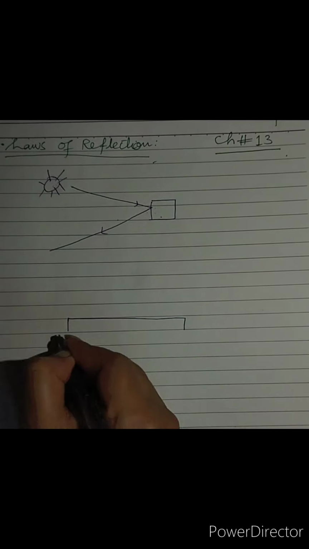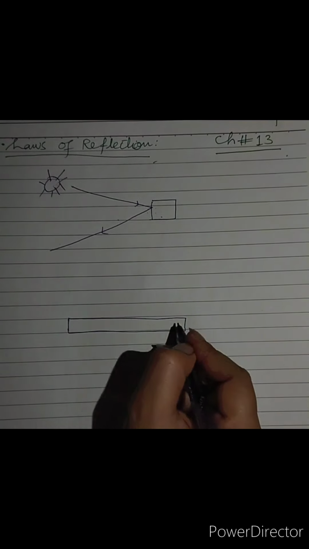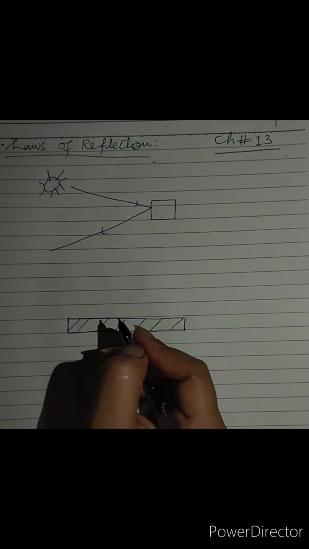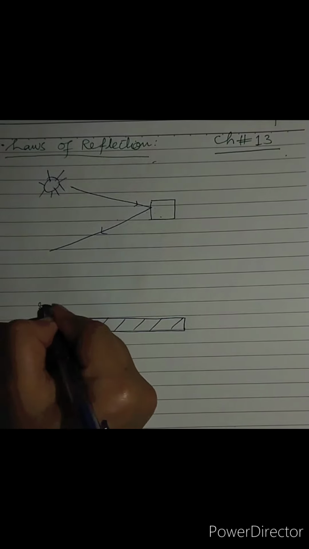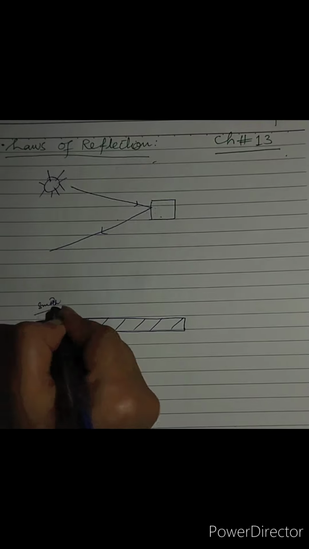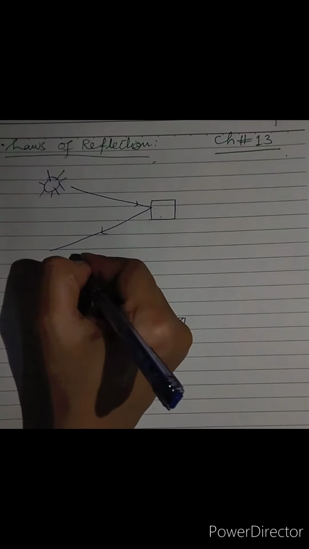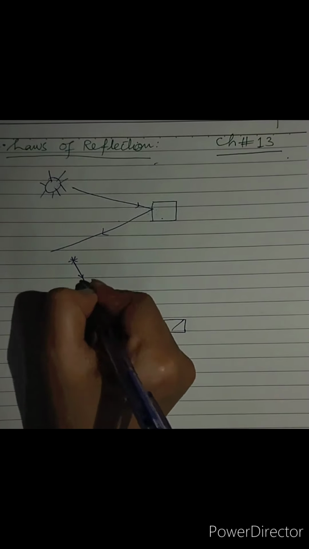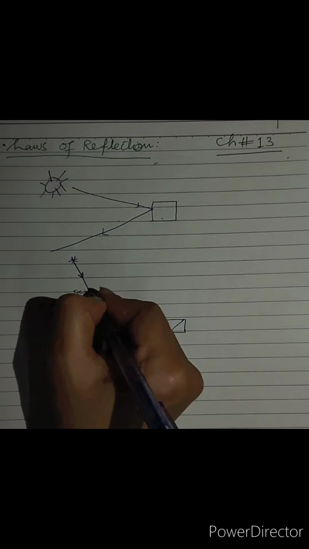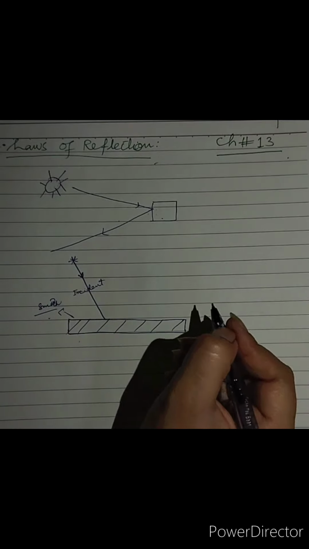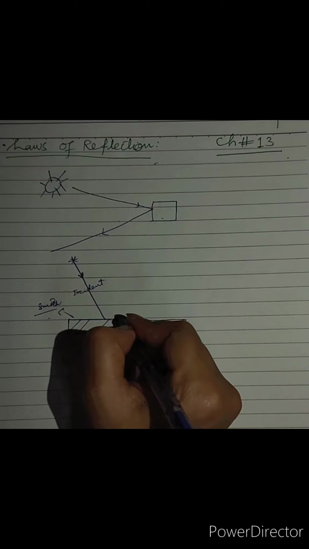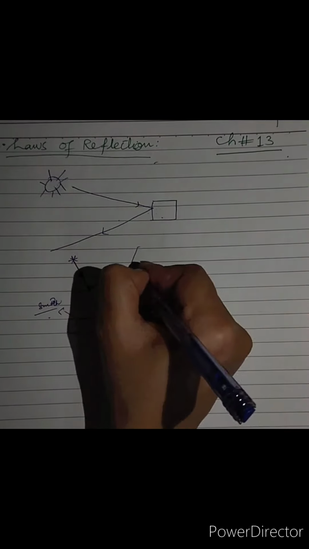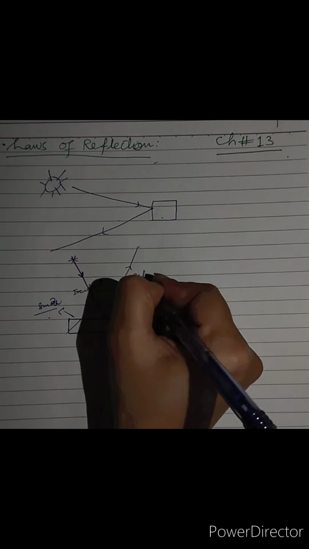When we talk about laws of reflection, first we are making a figure. This is a mirror having a polished surface. This is your smooth reflecting surface. Let's say there is a source of light that strikes, or is incident on it. Keep in mind this is the incident ray or incident light. Some of it is reflected like this. This is the reflected one.